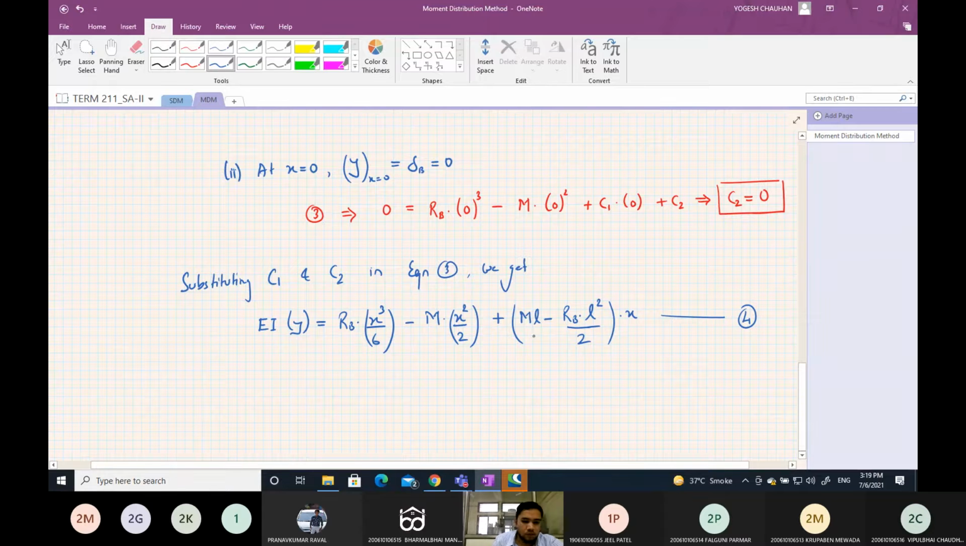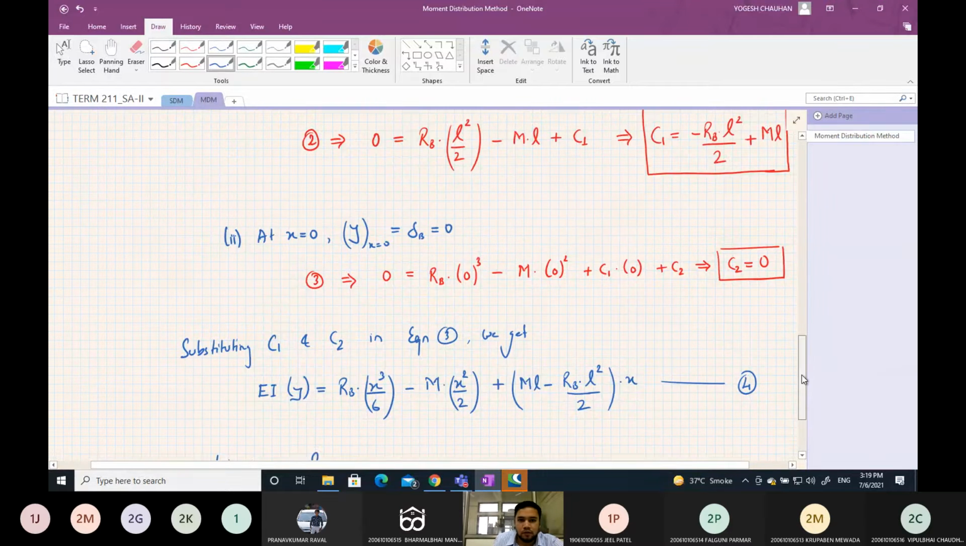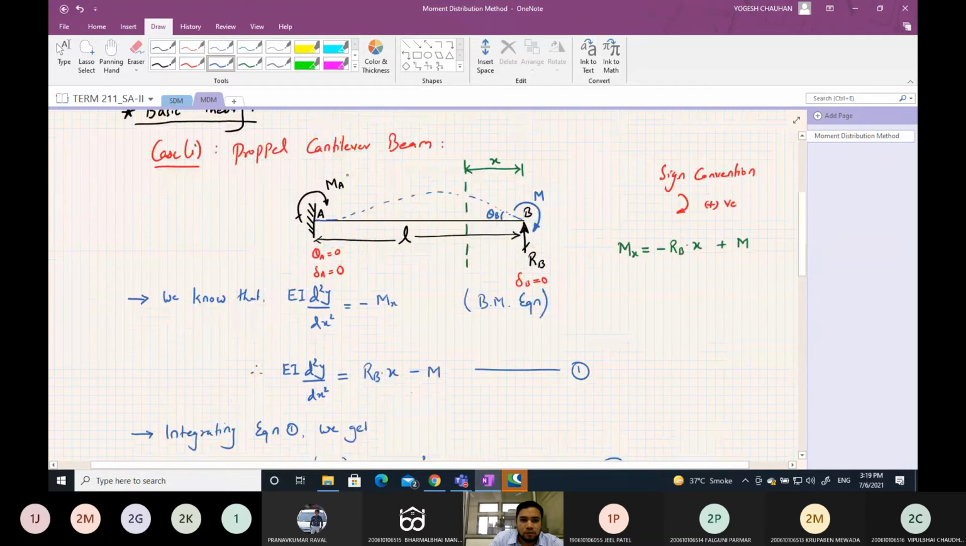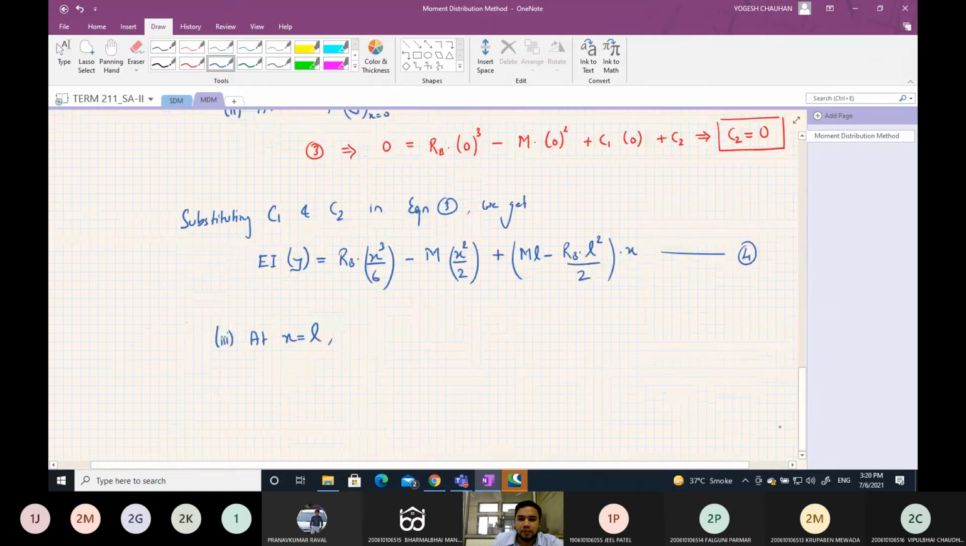Now we want to find the value of this RB. So let us apply another boundary condition, that is at x equals to L. That means when x is equal to L, this delta A is 0. So deflection at A is 0. At x equals to L, y at x equals to L, delta A, is equal to 0.